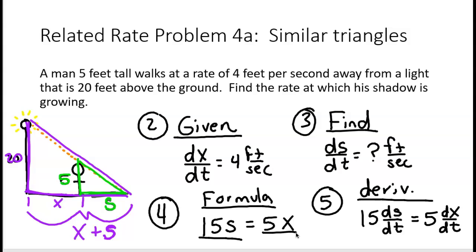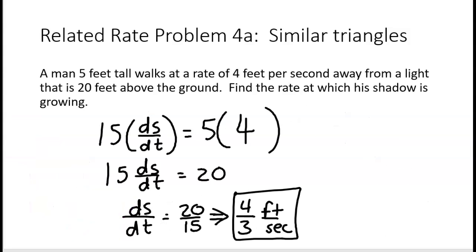And now you're ready for step 6. So go ahead and pause the video here and do step 6. When you unpause the video, you'll see the solution. So in step 6, we're going to plug in 4 for dx/dt, and then we're going to solve for ds/dt. And as a result, we end up with 4/3 of a foot per second. So that's how fast the man's shadow would be changing. And so that's how similar triangles can come into help with some of these problems.